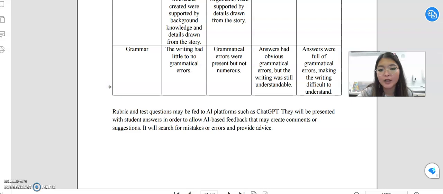And I also have the option here for students to give their test questions to an AI platform such as ChatGPT, so that the answers may be a little less subjective when it's not coming from me.